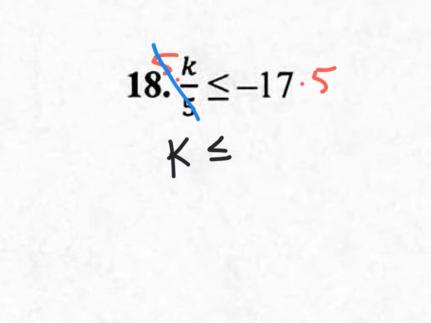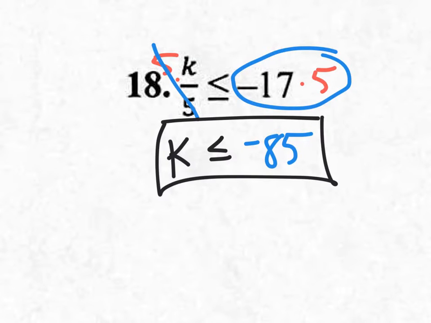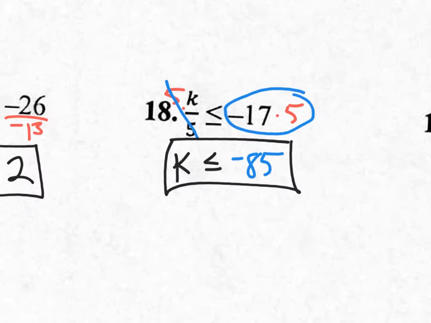And now all I need to do is figure out what negative 17 times 5 is. That's the same thing as negative 10 times 5 plus negative 7 times 5. So that'd be negative 85. In my head, I did some distributive property, right? I know that 5 times 10 is 50 and 7 times 5 is 35. 50 plus 35 is 85. Of course, you could use a calculator to avoid any errors. There's your answer. k is less than or equal to negative 85.